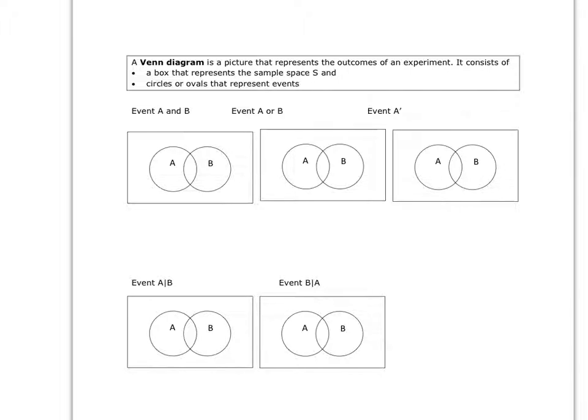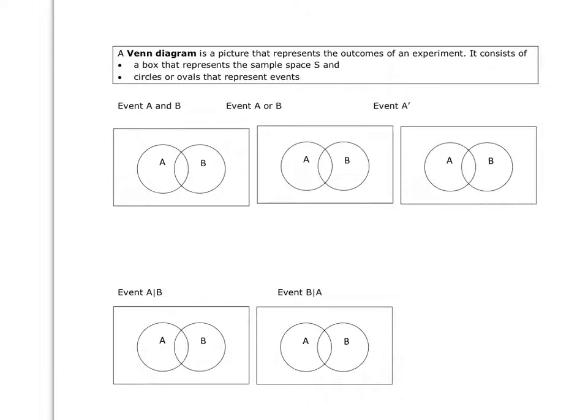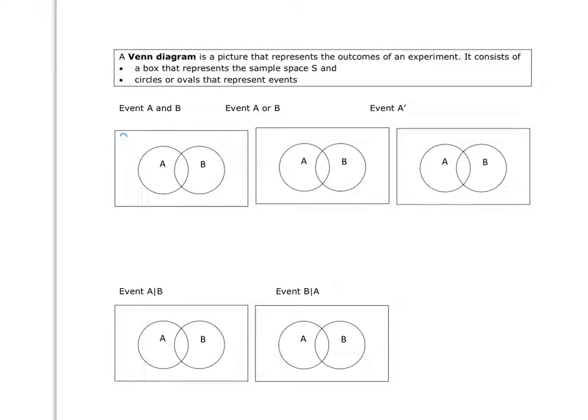Okay, so a Venn diagram is just a way that we can have a visual, a picture of a sample space and events and the relationship of those events. So the box, the rectangle, represents the sample space. So we could even label all these rectangles with the whole sample space of whatever the experiment is that we're doing. And then we can represent events with circles that we label.